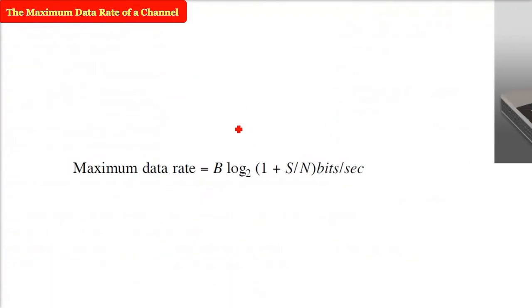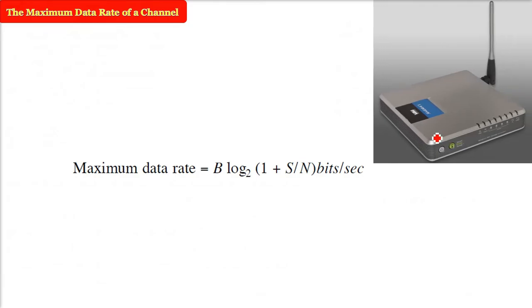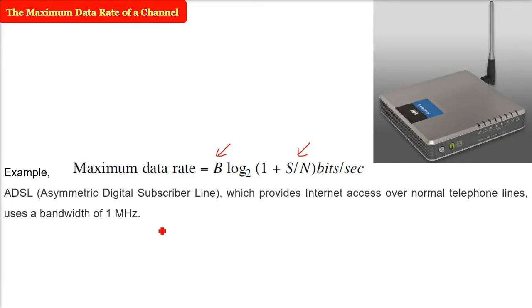Let us take a real life scenario here. We know the maximum data rate of Claude Shannon. So it depends on what? Bandwidth and signal to noise ratio. So you have in your home normally ADSL, asymmetric digital subscriber line. This is providing the internet access over the normal telephone lines, and this uses a bandwidth of 1 megahertz.